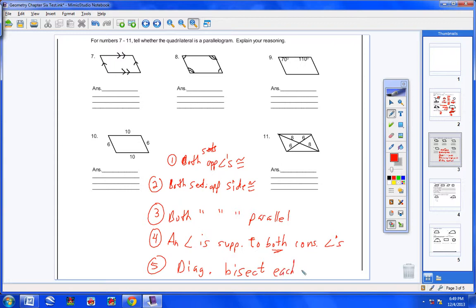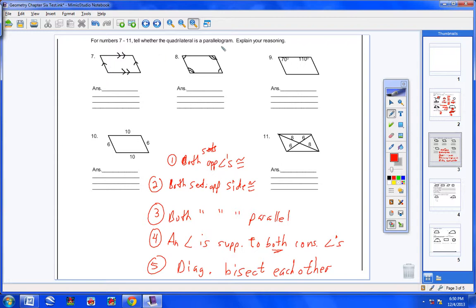Now, you had to memorize those, guys. I mean, there's just no other way to do this. You have to memorize it, okay? So the only way you can tell me that number 7 is a parallelogram, or number 8, or number 9, or number 10, is if you have one of these reasons right here. So let's look at number 7.